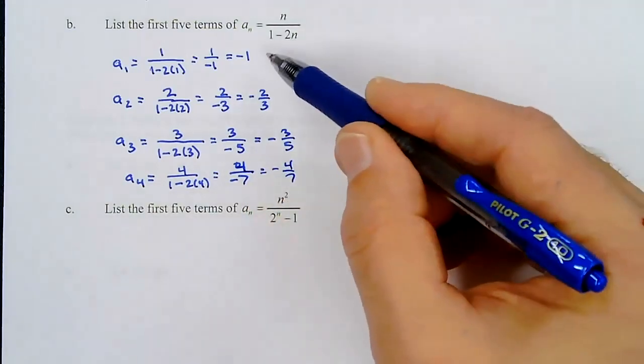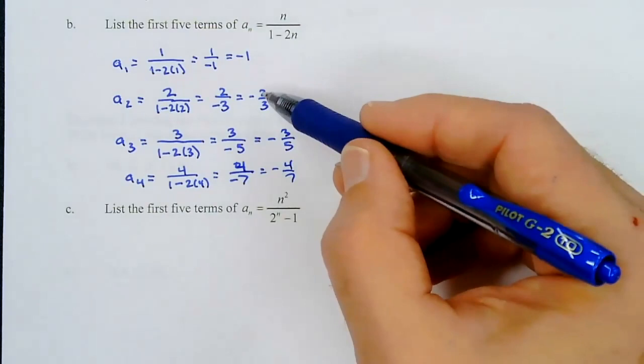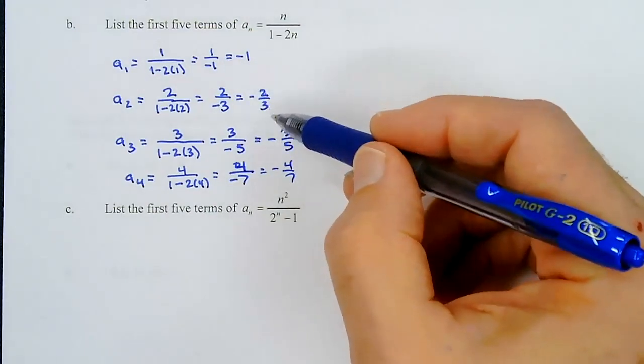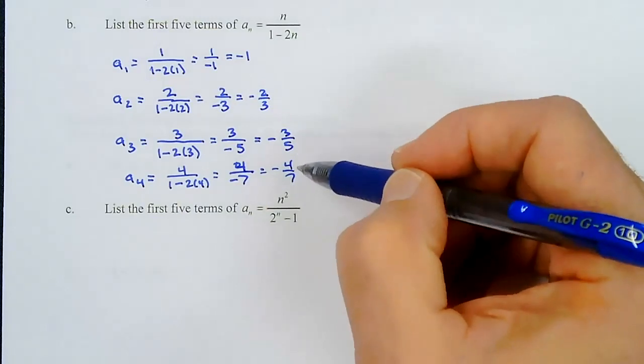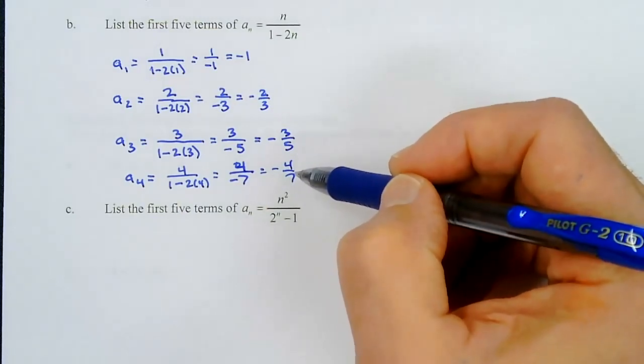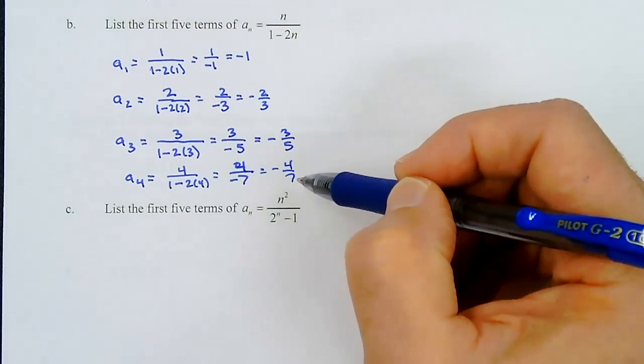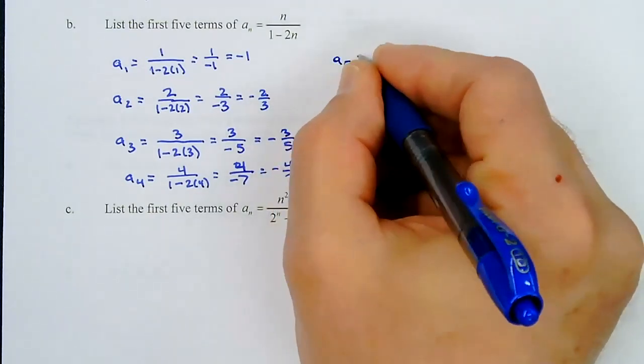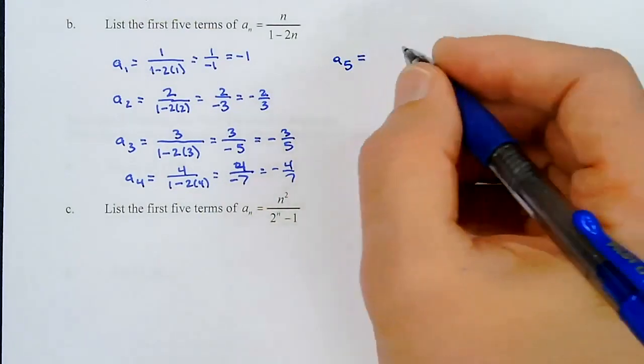And even with these, you start to realize, okay, this is 2, 3, 4. So the numerators are going up by 1, right? And the denominators are going up by 2. So I'm thinking the next one's going to be -5/9. And if we try it, a sub 5. So we're going to be looking for patterns like this.